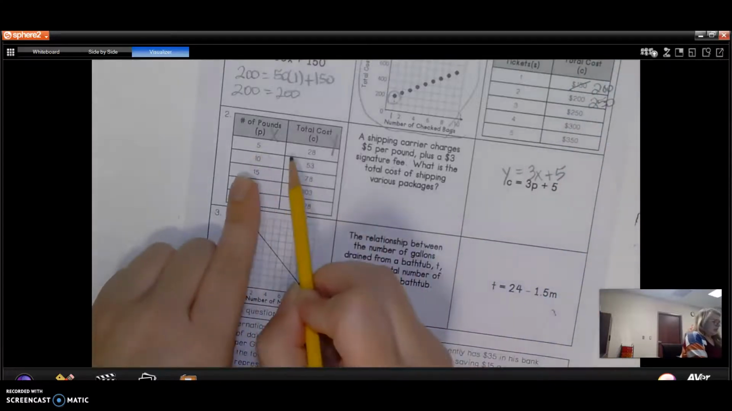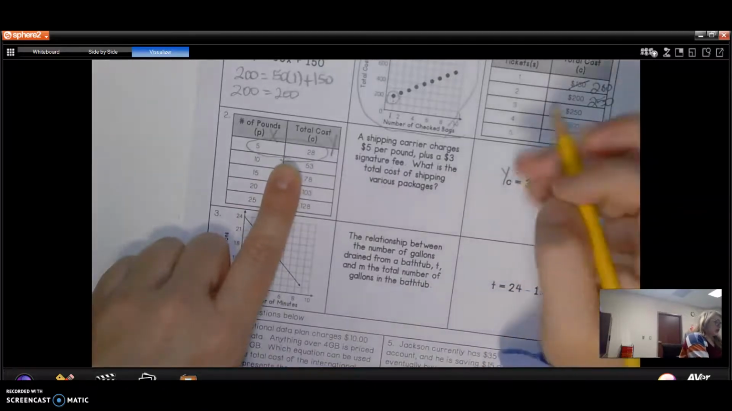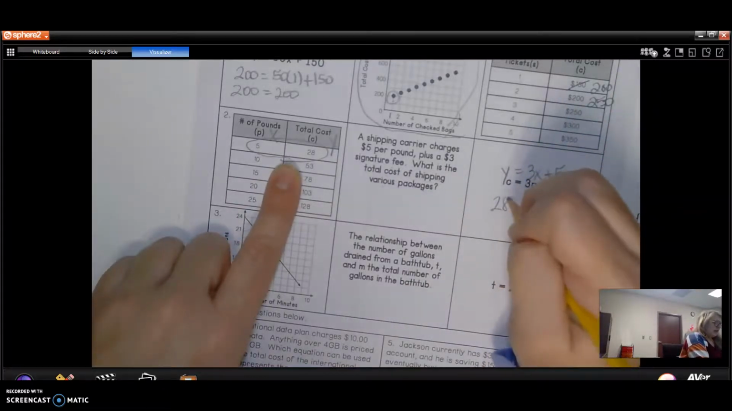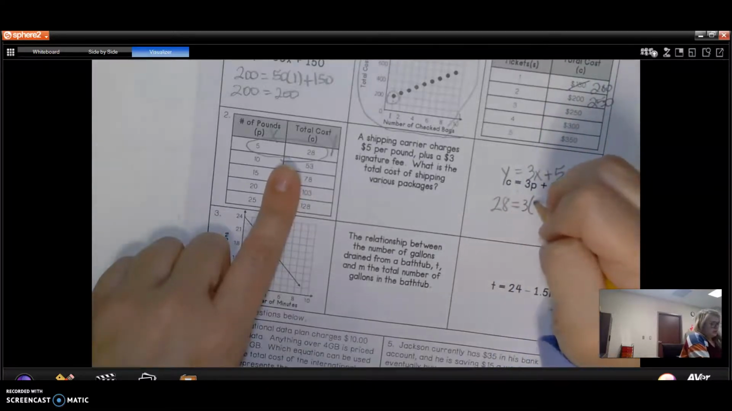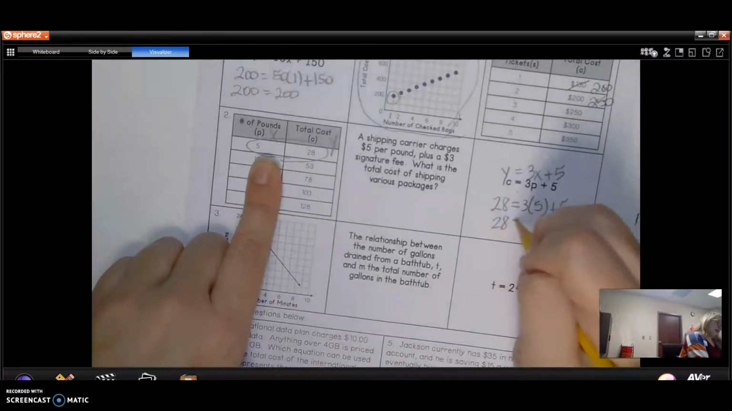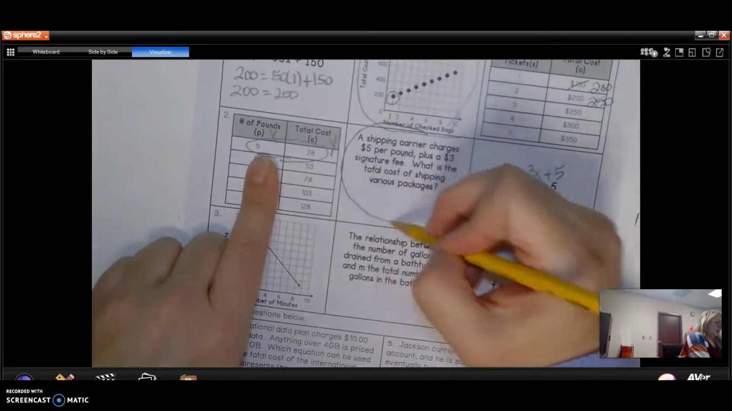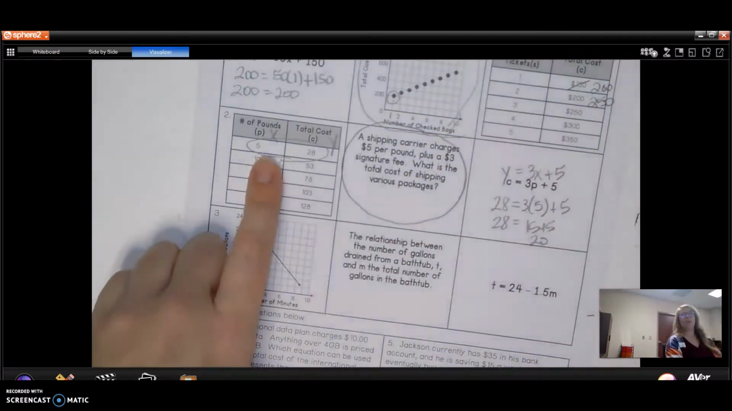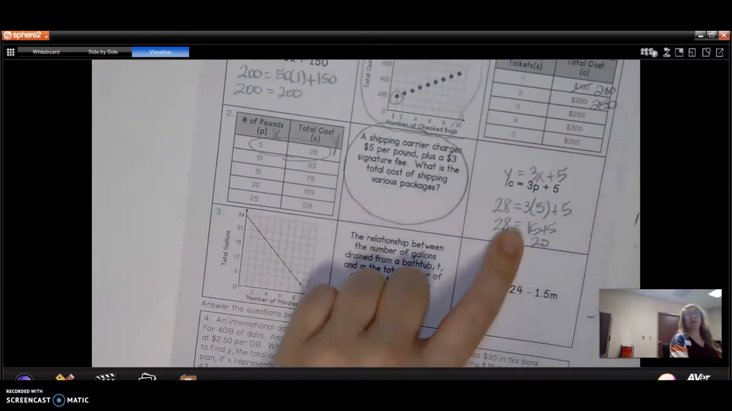Okay, so let's plug in one of these initial values. Let's plug it into this one first because it's a little bit easier. So for our c, or our y, we're going to have 28 equals 3 times our x, which is 5, plus 5. So 28 equals 3 times 5 is 15, plus 5 more. That's 20. So this one would be our correct representation, a better representation. And we've already corrected it as we go because we did the work for this equation right here.